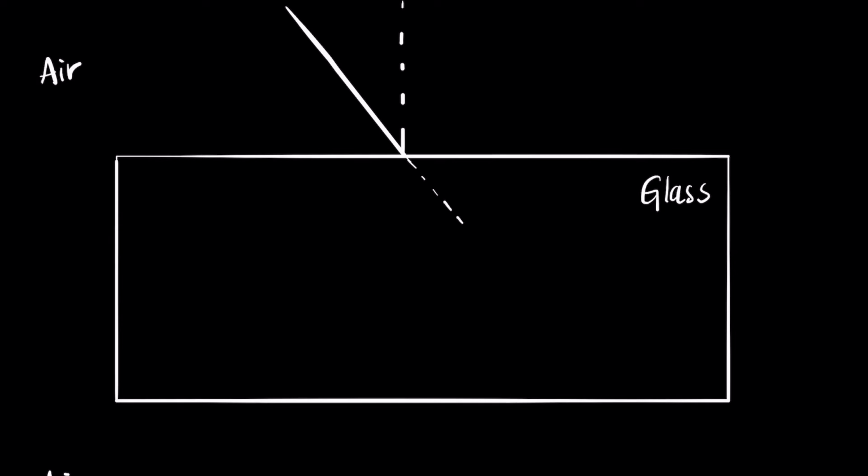Which way will this bend? Notice that it's going from a rarer medium to a denser medium. It's going from air into glass, so it bends towards the normal. Notice that this is the normal here. So this particular light ray will bend towards the normal this way, and it hits another point on the glass.